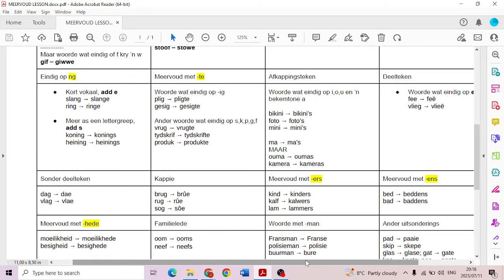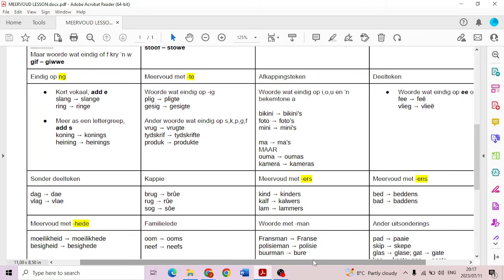Then the next one is meervoud met ers, meaning what do we add ers to?